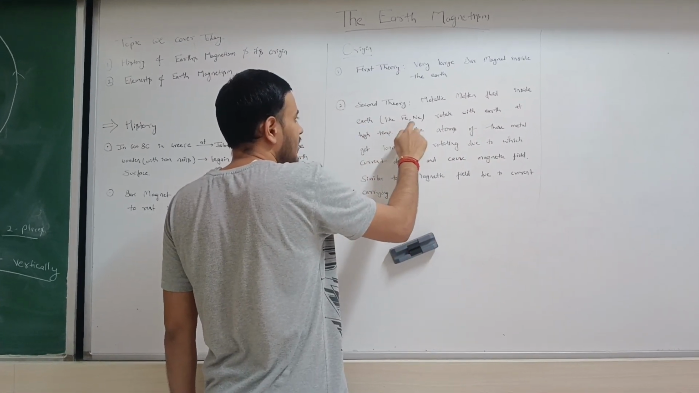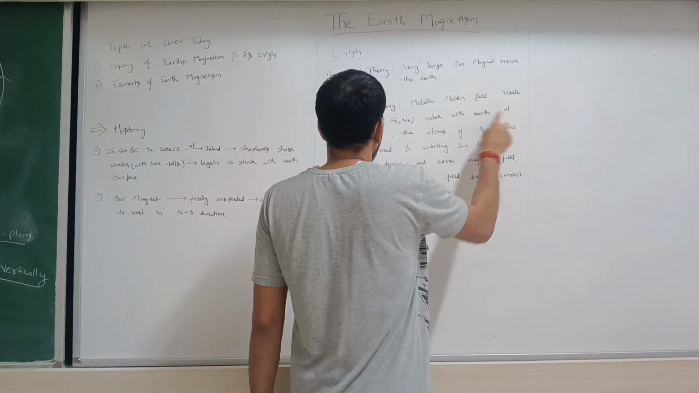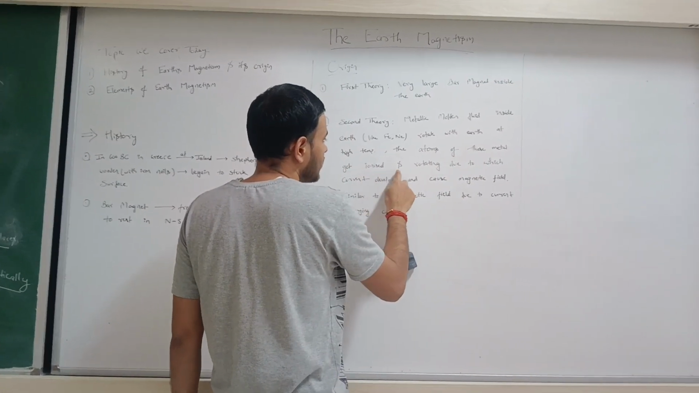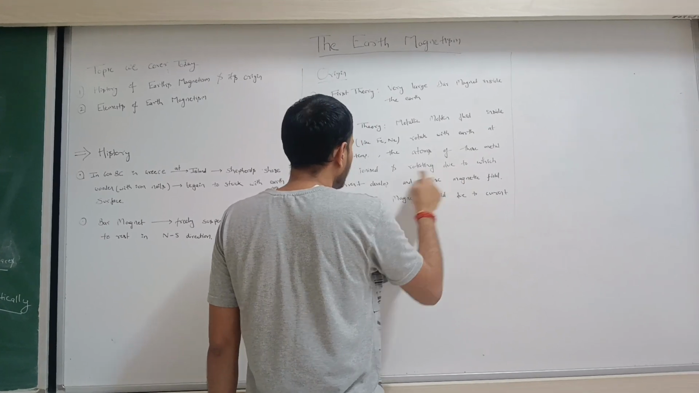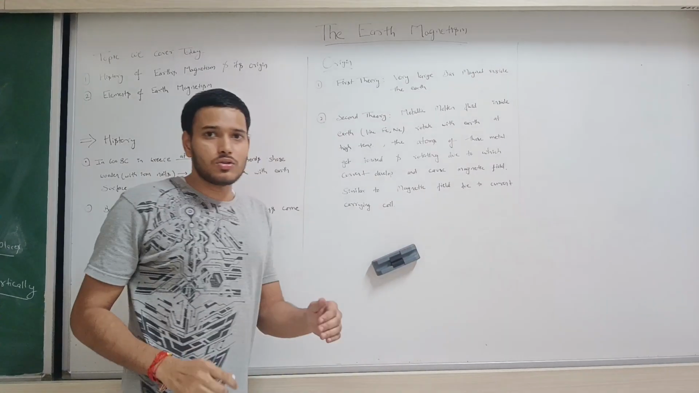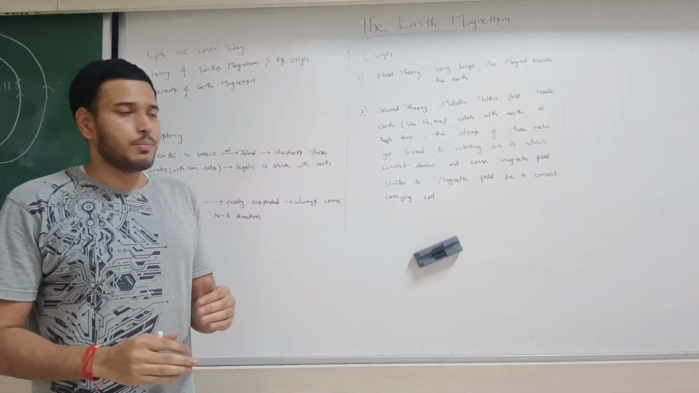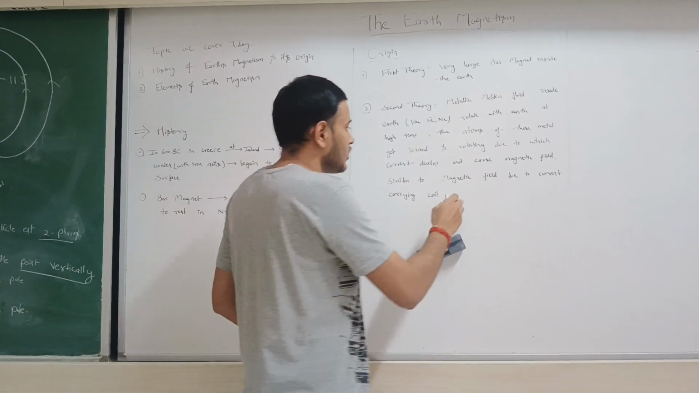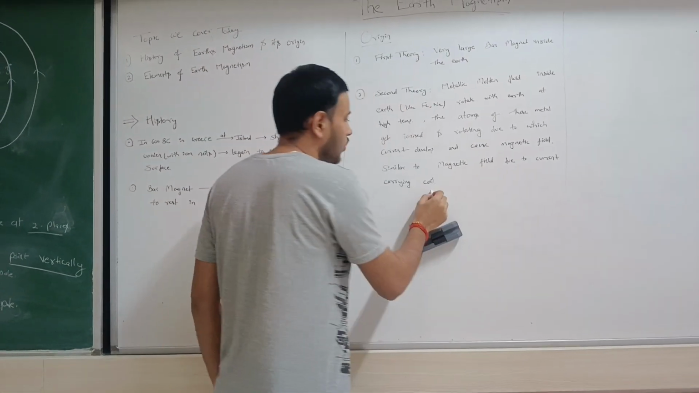that contains iron and nickel rotates with the earth at high temperature, and the atoms of this metal get ionized and rotating, due to which current develops, and due to the development of this current, a magnetic field develops. This is similar to what we studied, the magnetic field due to a current carrying coil.